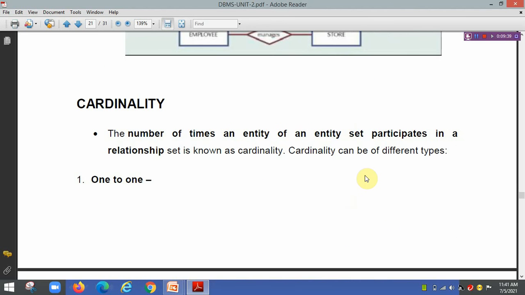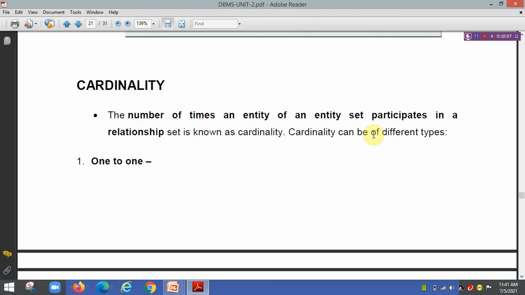Next is cardinality. The number of times an entity of an entity set participates in a relationship set is known as cardinality. That means the entity sets are participating in a relationship set, and how many times they participate is known as cardinality. Cardinality can be of different types.